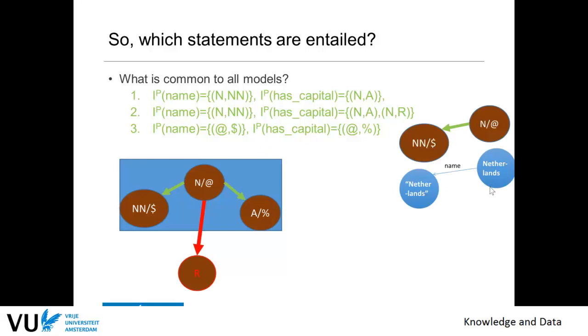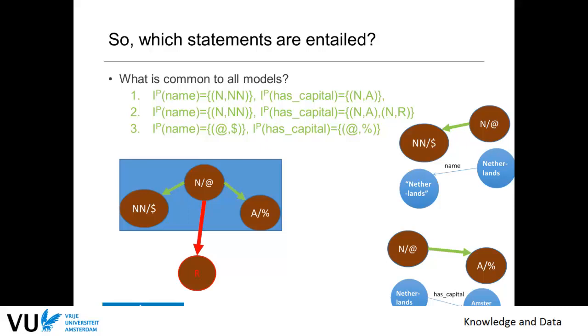So we have this first bit, Netherlands name Netherlands, which has to be true in all the models. And the second part, that the Netherlands has capital Amsterdam, is also true in all the models. So whenever something is in the graph, then it also occurs in all the models, in the interpretations of each of the nodes. So in other words, what is entailed are all the subgraphs of this simple knowledge graph.